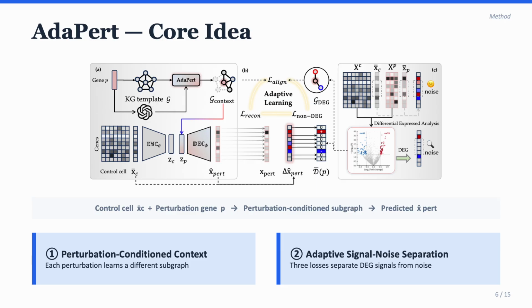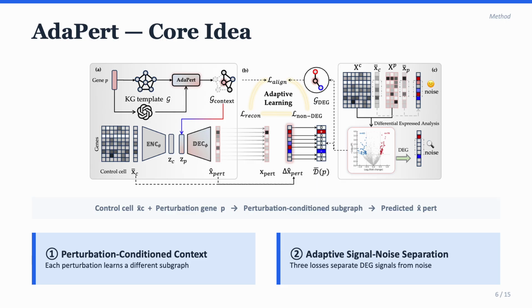So this is AdaPert. The idea is pretty straightforward. We take two inputs: the control cell expressions X_C and the perturbation gene P. Then, instead of using the entire knowledge graph, we extract a subgraph that is conditioned on the specific perturbation P. So each perturbation gets its own subgraph G_context. Only the relevant genes are kept. And from that, we predict the perturbed expression X_pert.